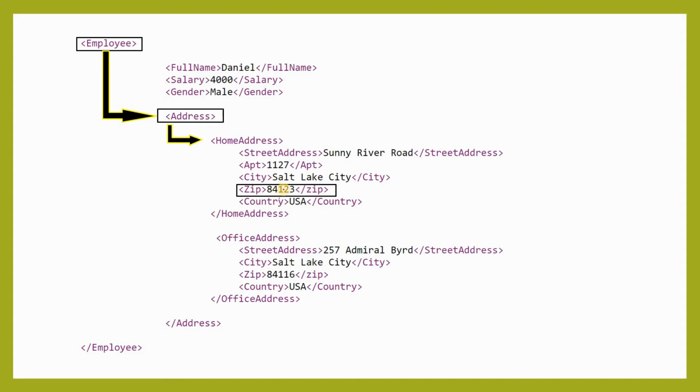If we have to retrieve any information from the office address, then we will move from address to office address. But here we want to retrieve the information from home address. So we have to travel from address to home address. Under the home address, street address, apartment, city and zip are all on the same level, so we can switch to any element to retrieve the information. But here our objective is to retrieve the information for zip code. So under the home address, we will switch to the zip element.